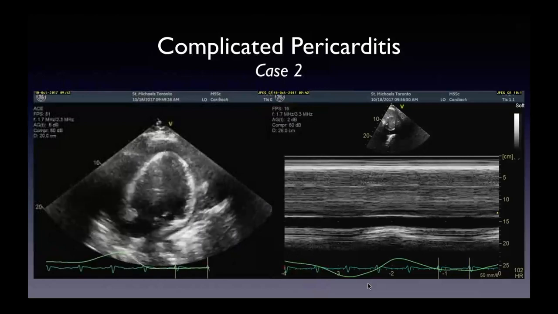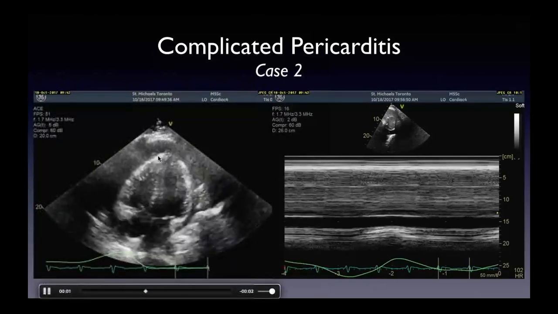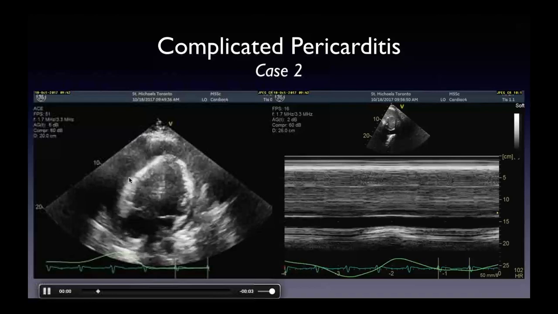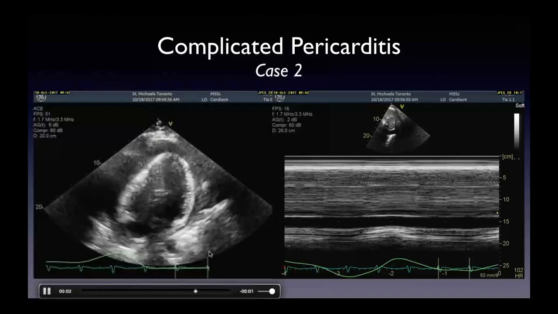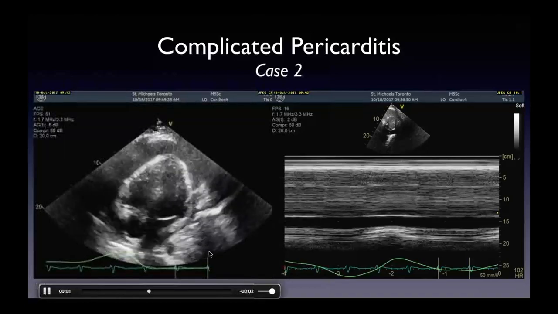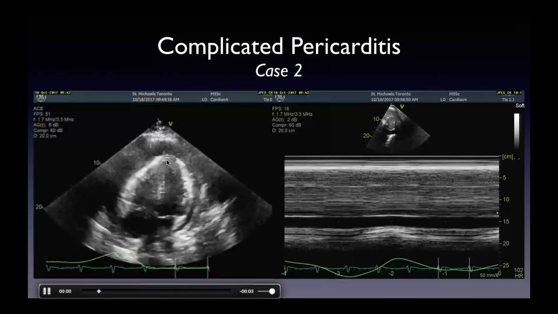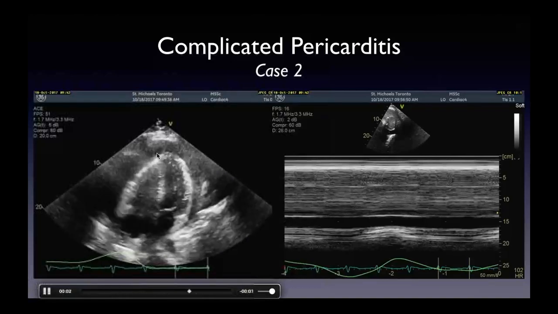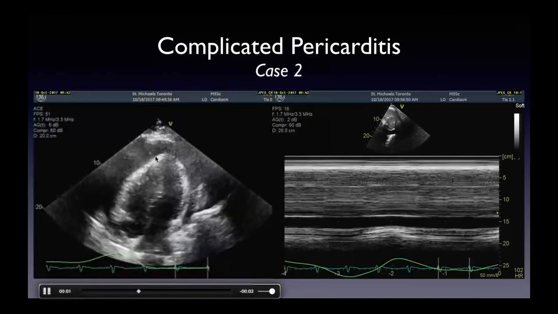Here's the apical four-chamber view. It's actually a lot larger apically and over the RV free wall. So this is a large circumferential pericardial effusion. It's a little bit larger in other areas. You can see a hint of fibrinous strands in the pericardial effusion here.